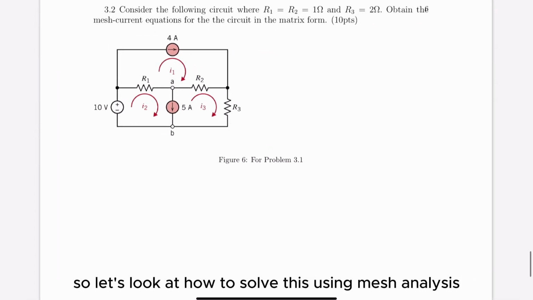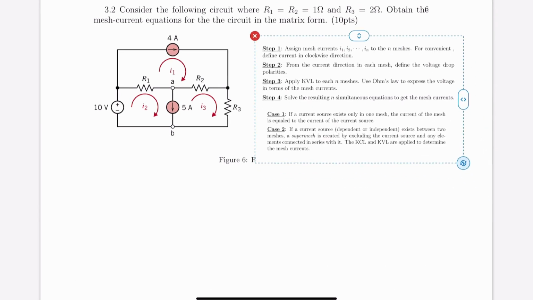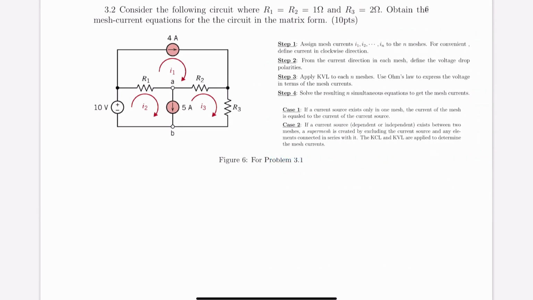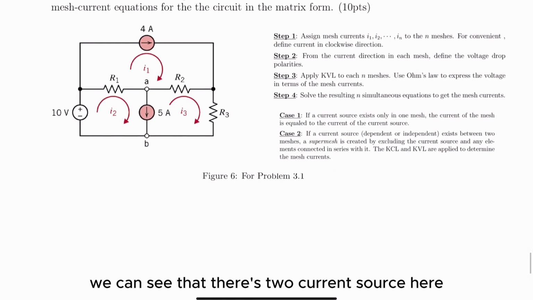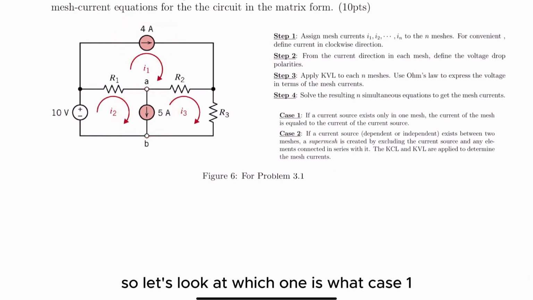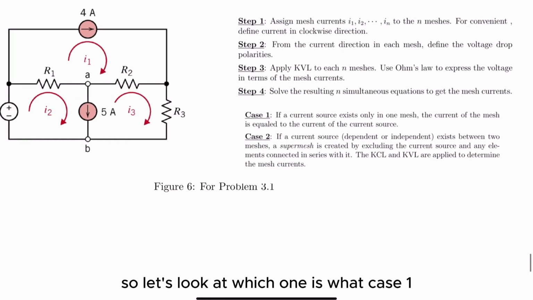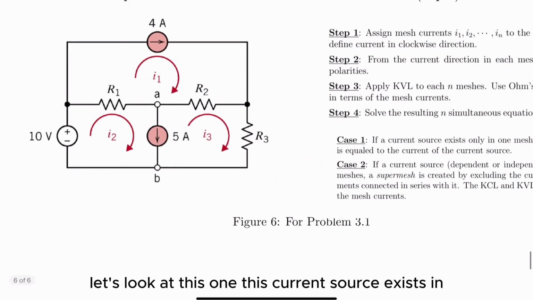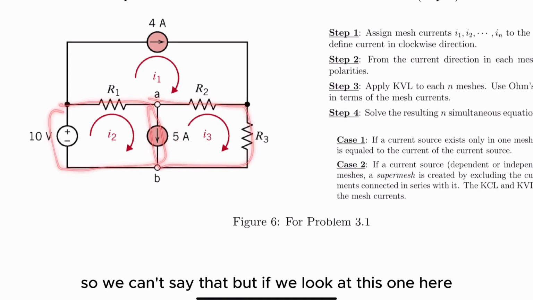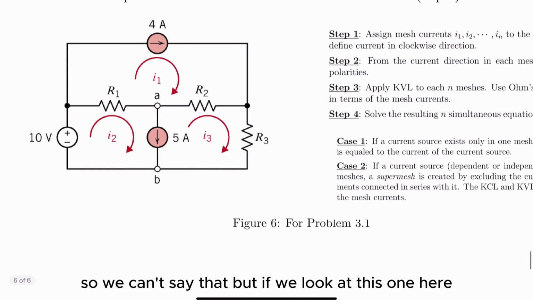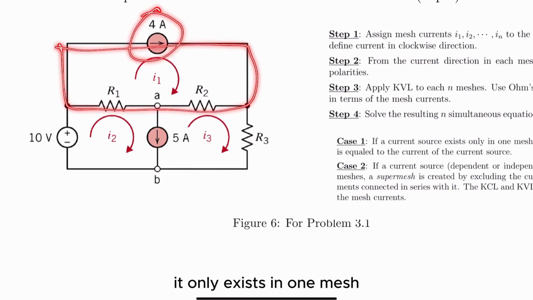So let's look at how to solve this using mesh analysis. Let's look at the cases first. We can see that there are two current sources here, so let's look at which one is what. Case 1: if a current source exists only in one mesh. This current source exists in between mesh 2 and mesh 3, so we can't say that. But if we look at this one here, it only exists in one mesh.